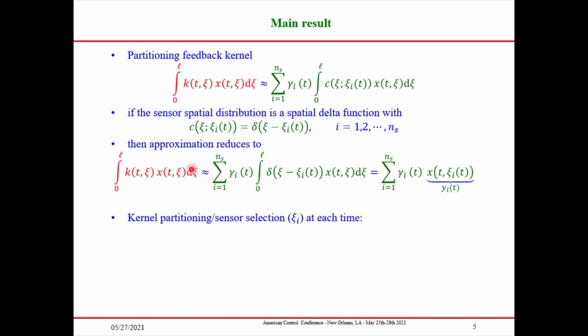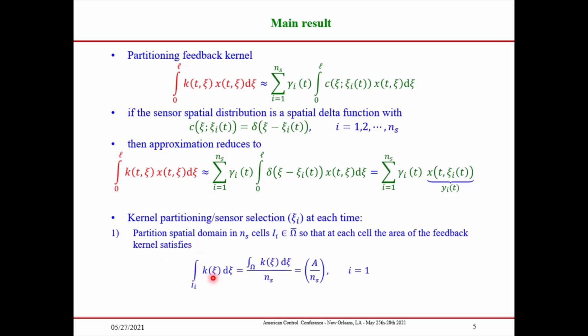So I need to come up with this partitioning or decomposition of the kernel at each time. And here's how you do that. You want to partition or divide the spatial domain into N sub s cells, I sub I, so that in each cell, the area of the feedback kernel satisfies this. The area of the kernel for each cell is 1 over N sub s times the total area of the kernel. The total area is denoted by A. So each of those cells has the property that they have the same area under the kernel.